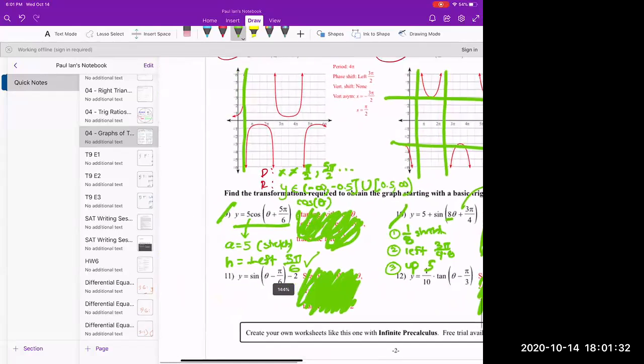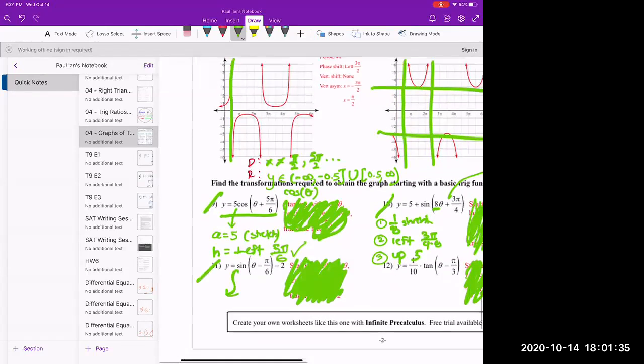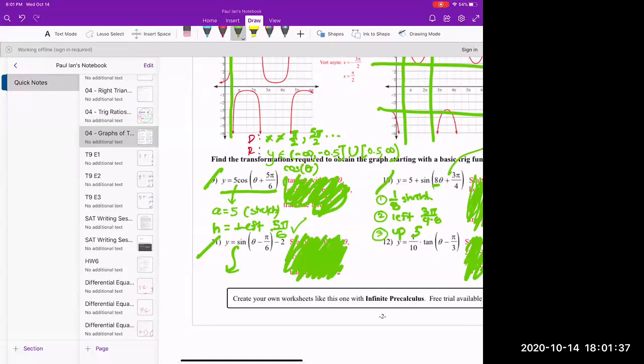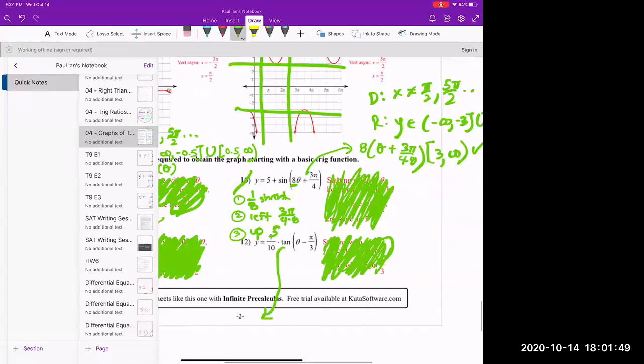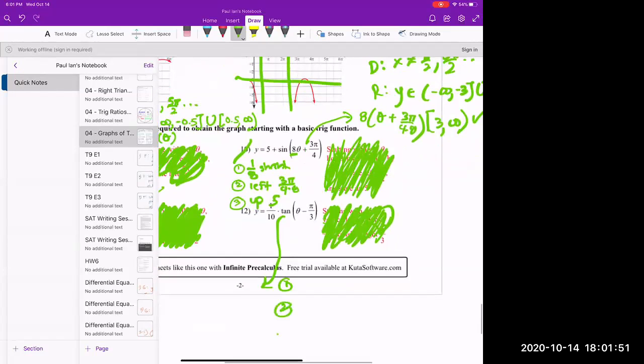Okay, what about this one? So you would move it to the right by pi over 6, and then you would vertically shift down by 2. Okay, that's good. And then this one? The amplitude would be 1 over 10, and then you would move right by pi over 3. Cool, it's not that bad.